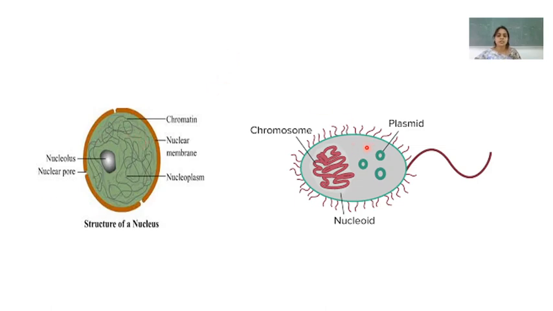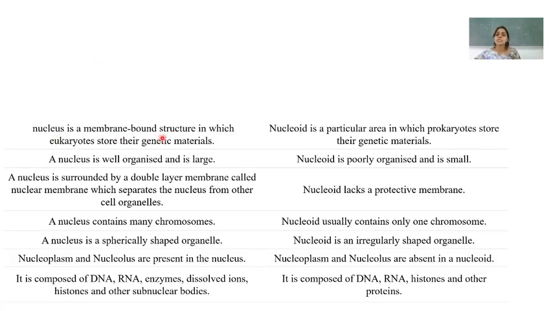So this is nucleus, and this we have already studied in prokaryotes. They don't have a nucleus. What do they have? A region where chromosome is present is known as nucleoid. So let us study the difference between nucleus and nucleoid, eukaryotic and prokaryotic. Nucleus is a membrane-bound structure in which eukaryotes store their genetic material, and it is well organized and larger. It is surrounded by a double membrane called nuclear membrane or envelope, which separates nucleus from other cell organelles, or you can say cytoplasm.